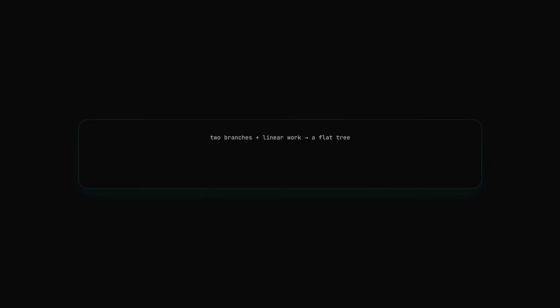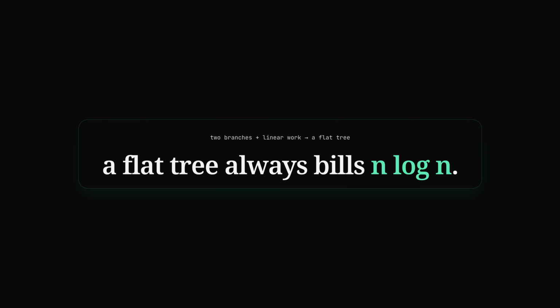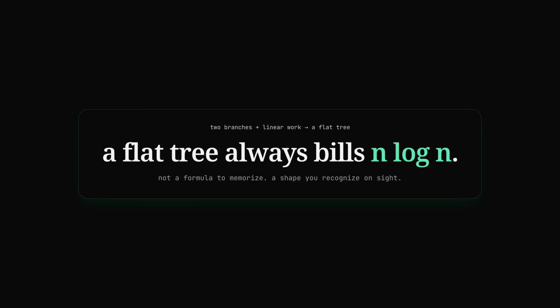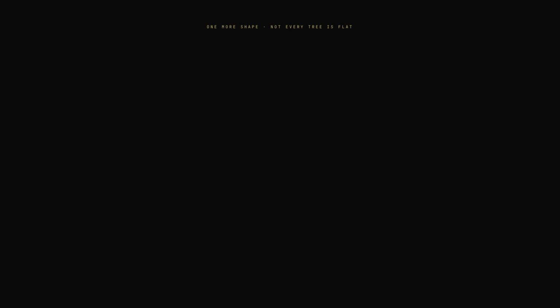2 branches with linear work gives a flat tree, and a flat tree always bills n log n. That rung from Lesson 1's ladder is not a formula to memorize. It's a shape you recognize on sight. One more shape, because not every tree is flat. Suppose splitting is cheap, but combining costs n squared.